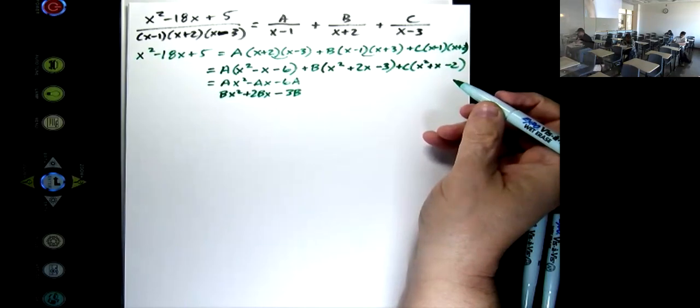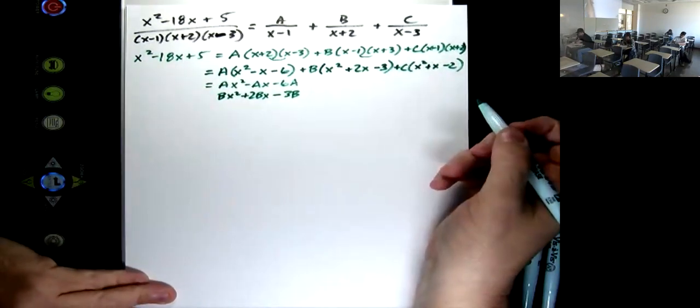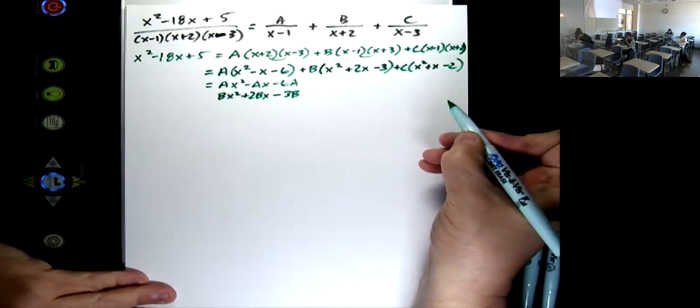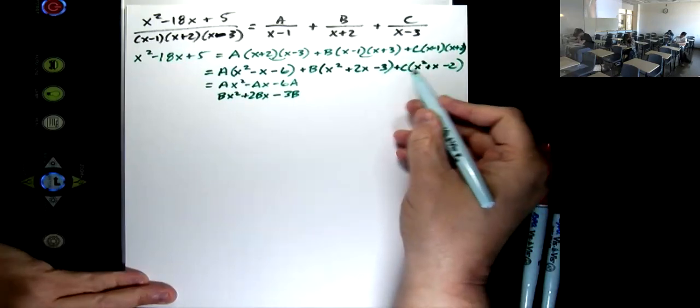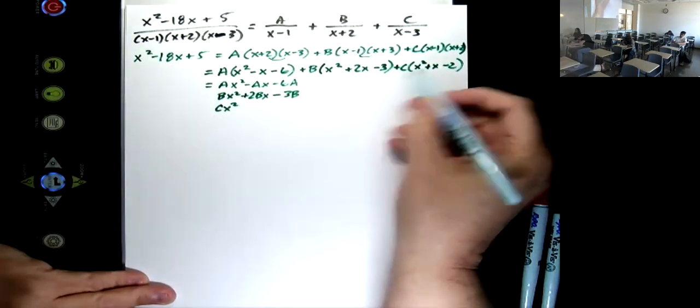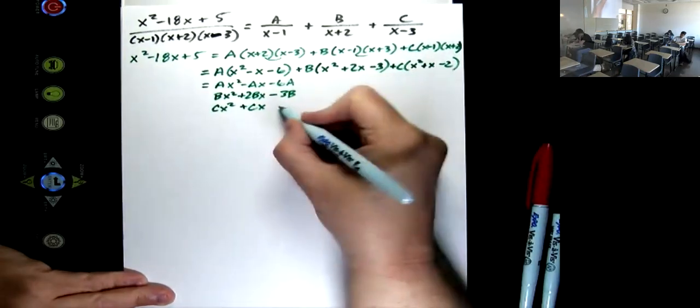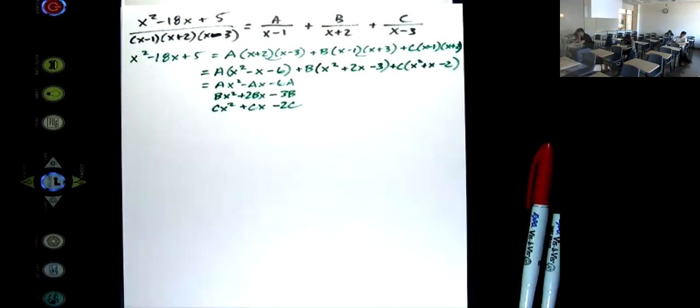This is a great idea. It makes it a little bit easier to do the system of equations. Cx squareds go under the x squareds. C times x goes under the x's. And c times negative 2 gives negative 2c, which goes under the things without x's.